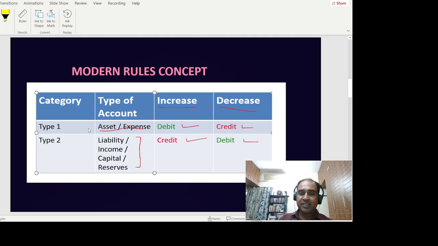And always remember, when we discuss the concept of trial balance, I will remind you guys, asset and expenses always have debit balance in the trial balance. Liability, income, capital and reserve will always have credit balance in trial balance. Take any trial balance of any company, or from your book, whether it's 11th standard or 12th standard book, you will always find assets and expenses on the debit side. You can check this today, guys. And on the credit side, you will find only liability, income, capital and reserve.